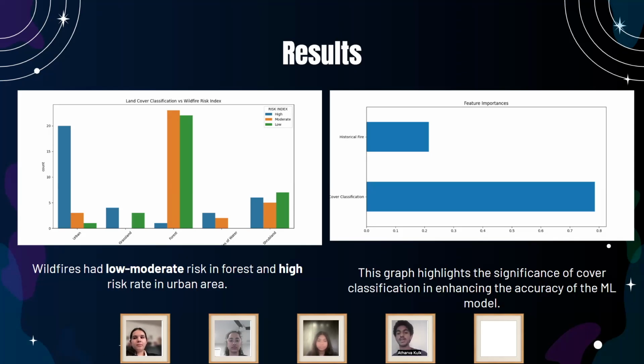The graph on the right highlights the significance of the land cover classification versus the significance of the historical fires. And you can clearly see that land cover classification plays a much bigger role in predicting wildfire risk.